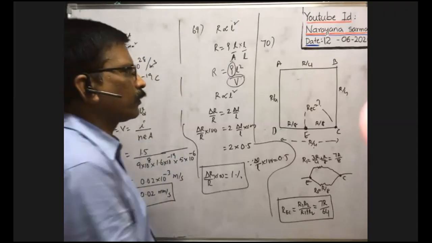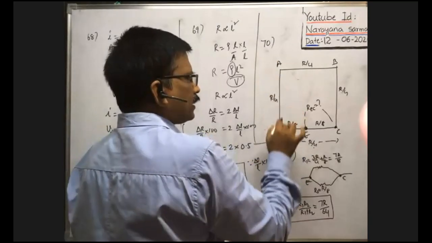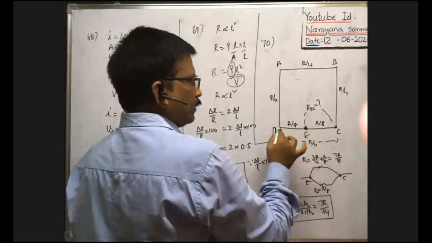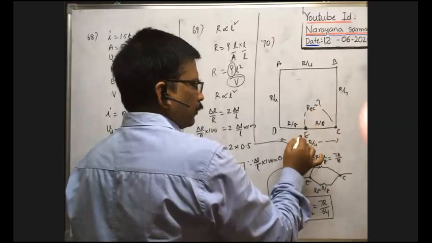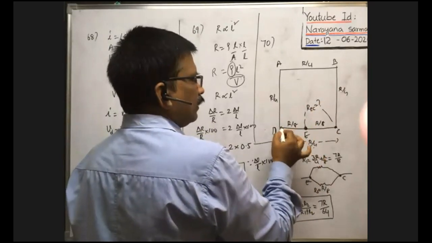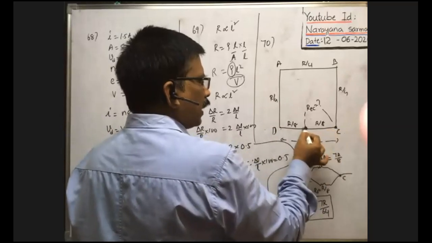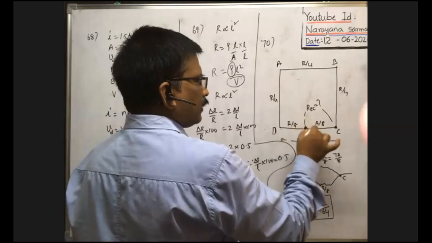You see here, the wire having resistance capital R is bent in the form of a square like this, so that each and every side has resistance R by 4. Now E is the midpoint of this side. That's why the total is R by 4, and as it is the midpoint, this part has resistance R by 4 by 2, which means R by 8. This is also R by 8.